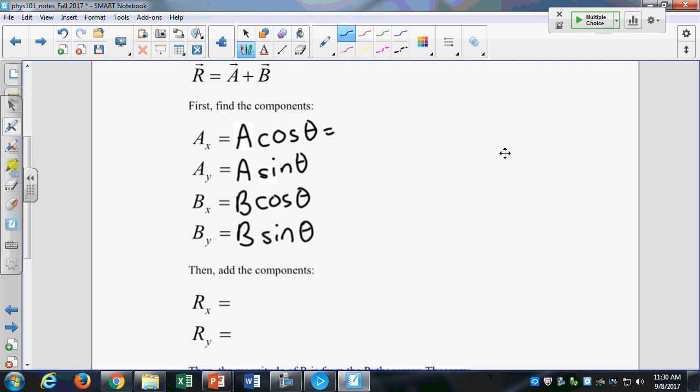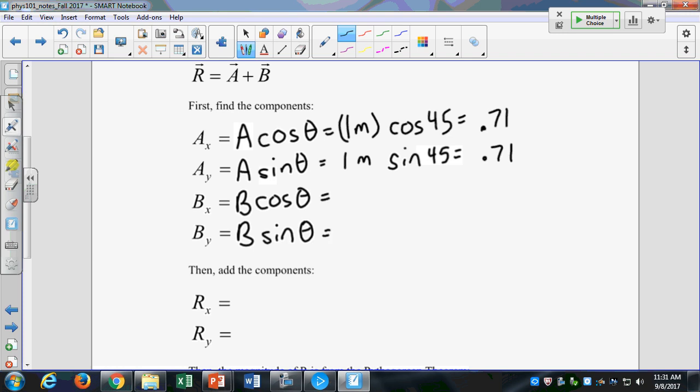So here, my A cosine theta is going to be 1 meter cosine of 45. And AY is going to be 1 meter sine of 45. And these are both going to give me 0.71. And then Bx and By are going to be 2 cosine 60.